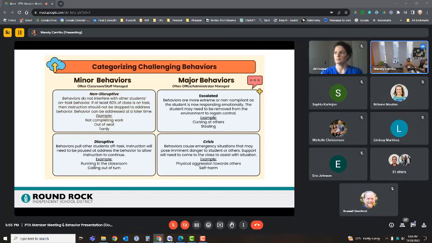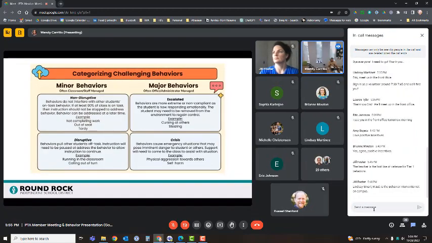Could be a student stealing, different things. Now, some of these could be things that could be managed by the teacher. It just depends on the scale of what's happening and the context. A crisis may be a fight, or a student threatening physical aggression towards another student, or possibly a self-harm situation. So those are our basic categories that we look at when we're talking about behaviors on campus.